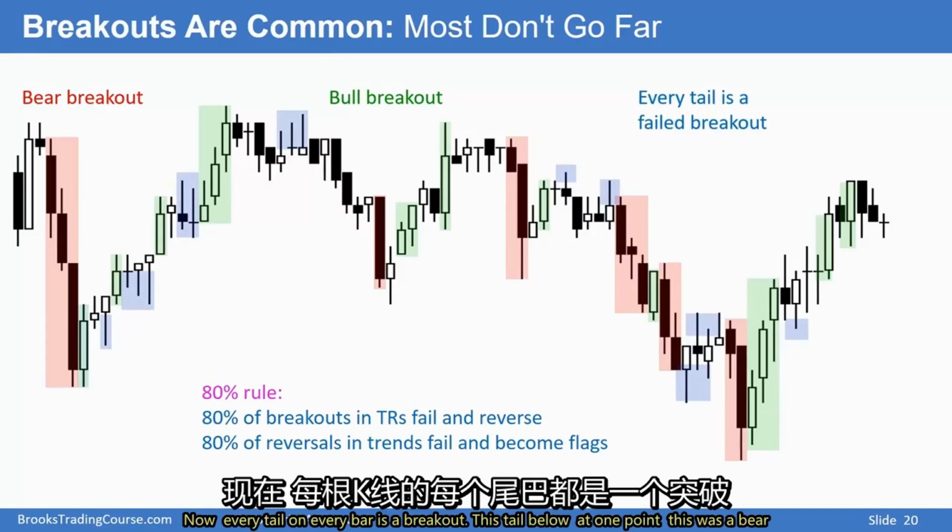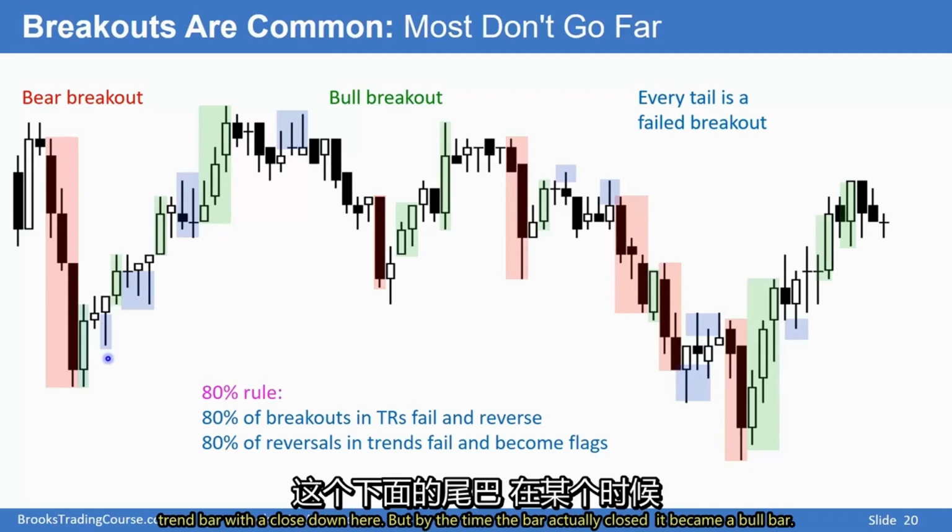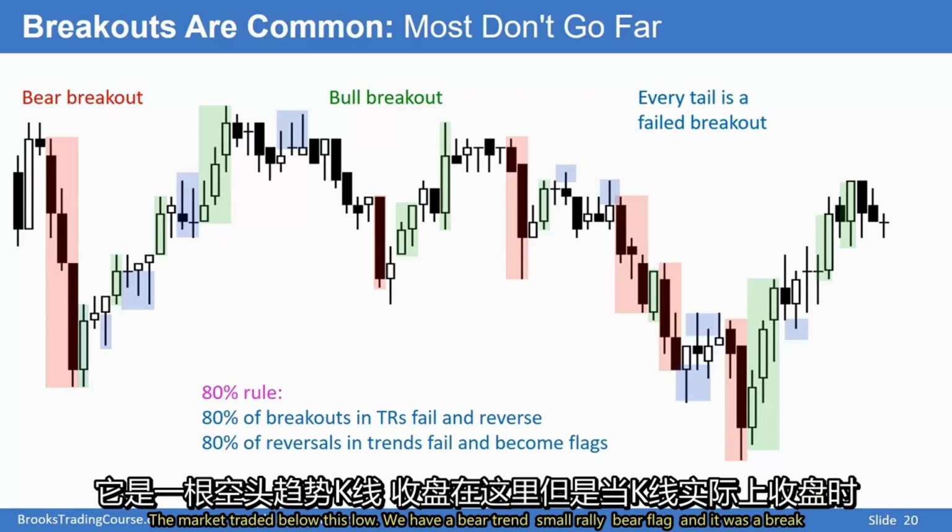Now, every tail on every bar is a breakout. This tail below, at one point, this was a bear trend bar with a close down here, but by the time the bar actually closed, it became a bull bar. The market traded below this low.